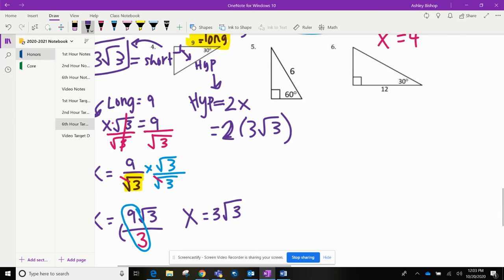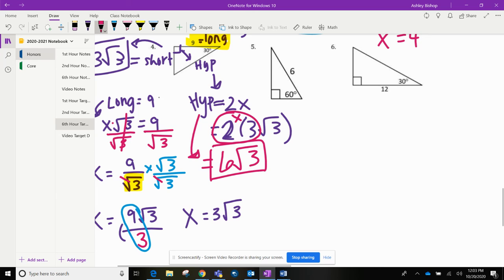Now the algebra for this just needs a little explaining. In order to multiply 2 times 3 root 3, you can only clean up the outside numbers. So you're going to multiply the outside numbers. 2 times 3 root 3, I can only multiply those outside numbers. 2 times 3 is 6, and I didn't do anything with that square root of 3. So my hypotenuse is equal to 6 times the square root of 3. So I had to multiply it by 2.